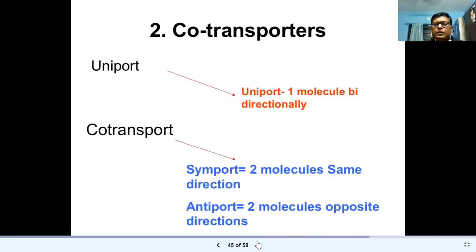Now, second is the co-transporter. That is uniport and symport. What is uniport? In uniport, one molecule travels. That is called uniport. Then co-transport has two types: symport and antiport. Symport, where two molecules travel in the same direction, and antiport, where two molecules go in opposite directions, therefore antiport. So co-transporters are basically uniport, symport, and antiport.